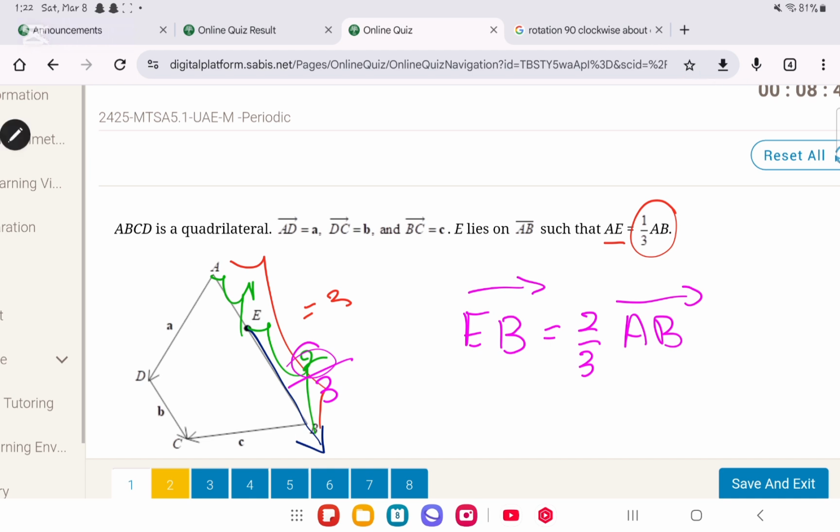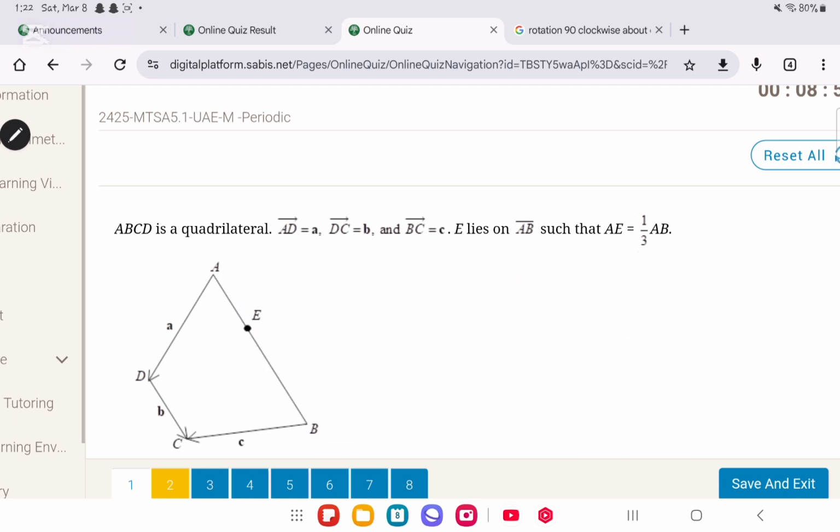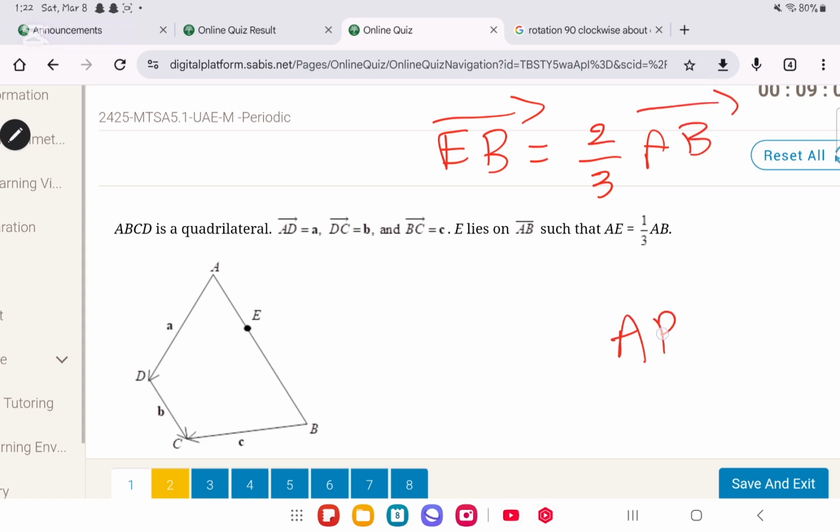Now, first of all, to find EB, we need to find AB. To find AB, we will start from here. This is our starting point, and this over here is our terminal point. Oh my goodness, I lost it. So again, let me just write that EB is equal to 2/3 of AB, and now we are looking for AB. AB has its starting point over here and its terminal point over there.